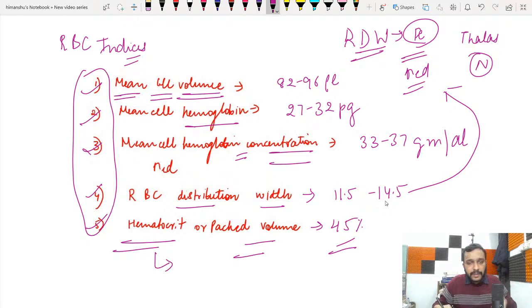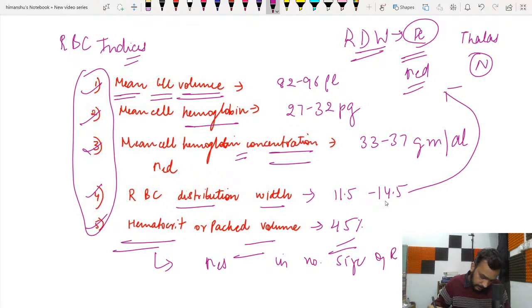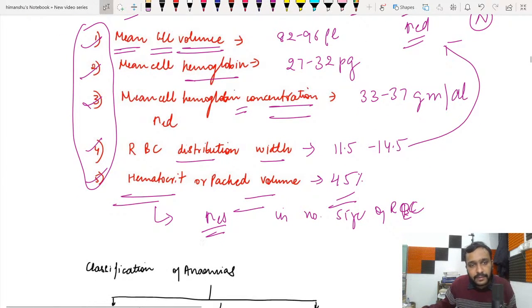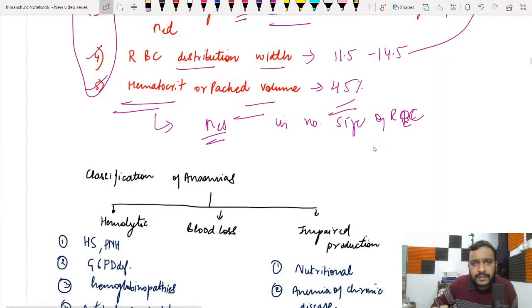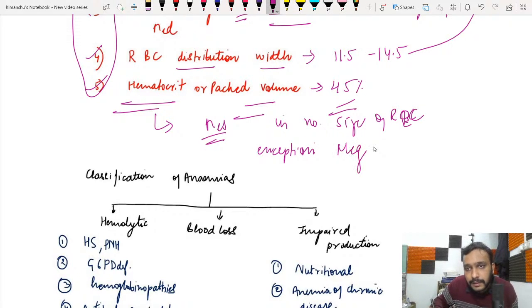Remember that hematocrit increases with an increase in the number as well as the size of RBCs. But there is one exception to this rule. The exception is megaloblastic anemia, in which the size increases but the hematocrit decreases.